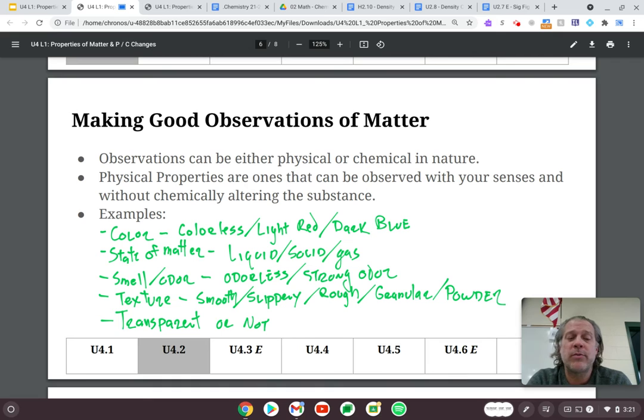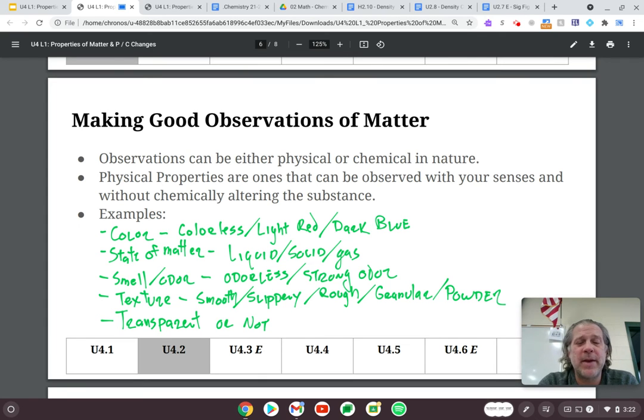And then another way that we can describe matter is how it smells, or the odor that it gives off. Sometimes a substance won't give off an odor, so we will simply say it's odorless. And sometimes we'll say that a substance has a strong odor or a pungent odor. And depending on the substance, you might be able to identify the type of odor. Like you might say, oh, this smells like an orange, even if it's not.